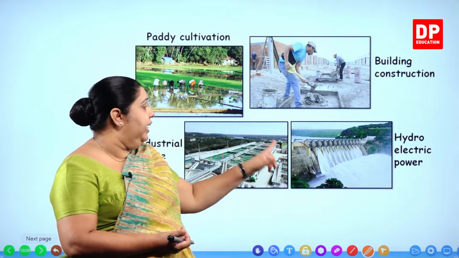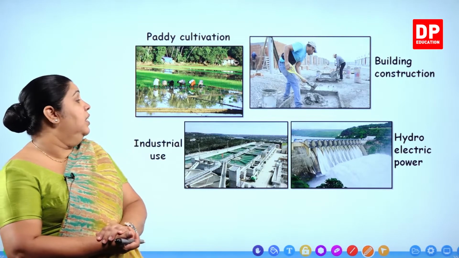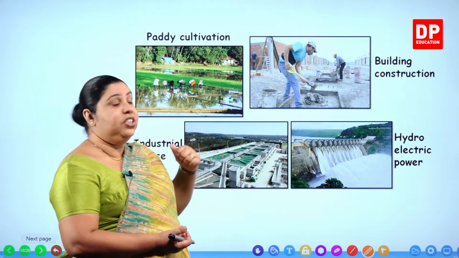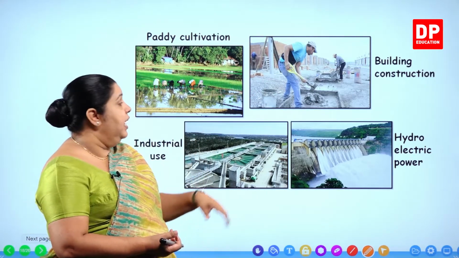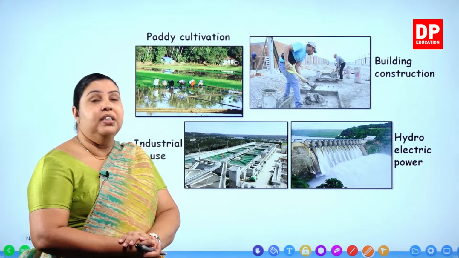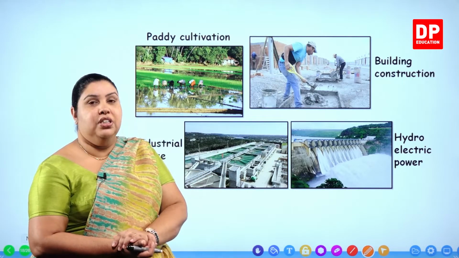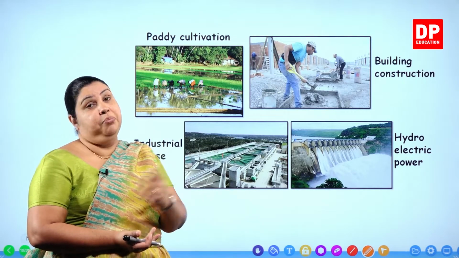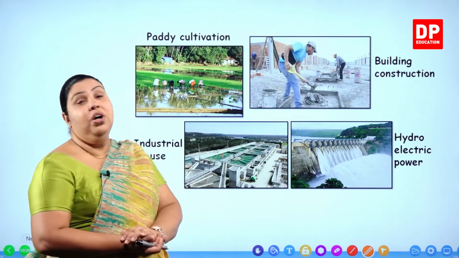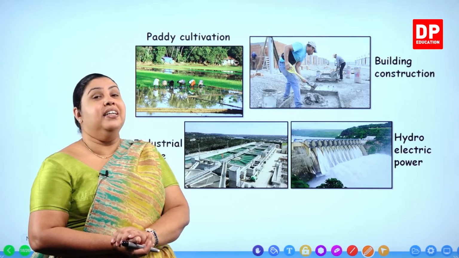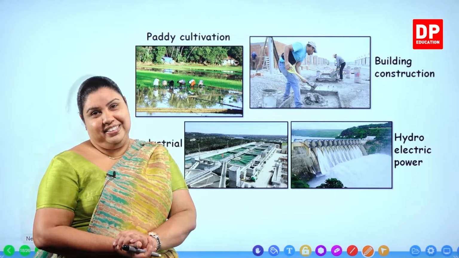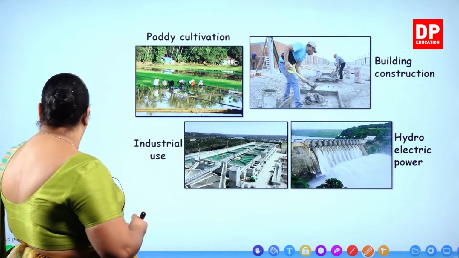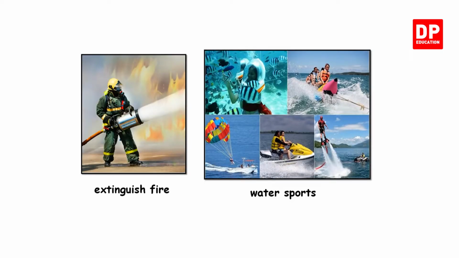So hydroelectric power is produced using water. So for paddy cultivation, for building construction, industrial use and hydroelectric power is done using water. So that is something which is important, that we are talking about the importance of water. So here you saw some of the most important things that water helps out with. Then now we are moving on to our next slide and we can see how important water is when it comes to these two.